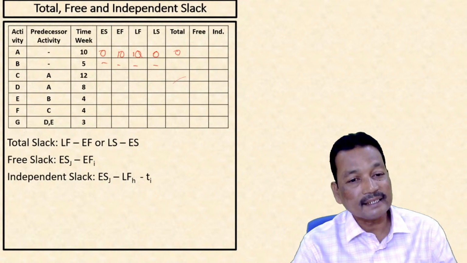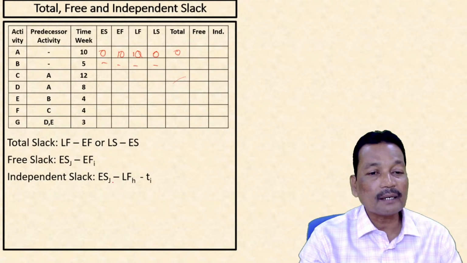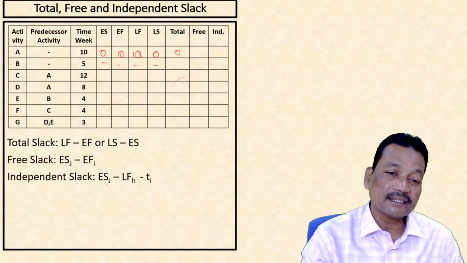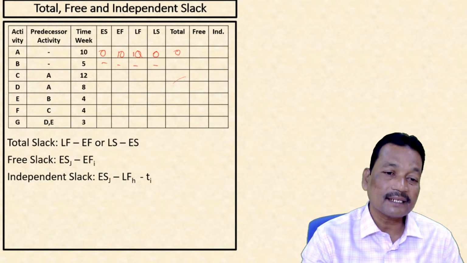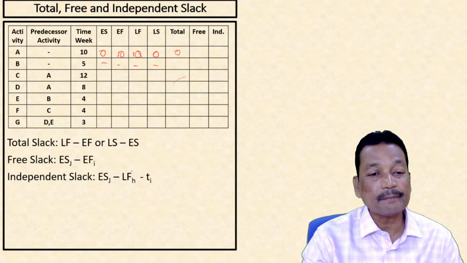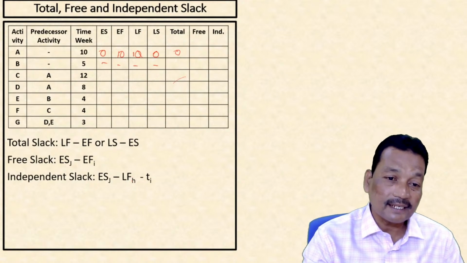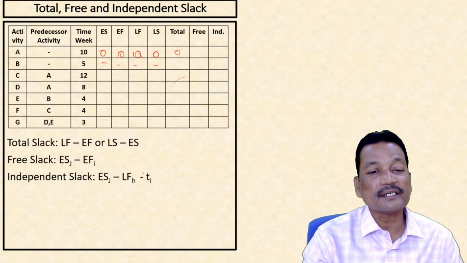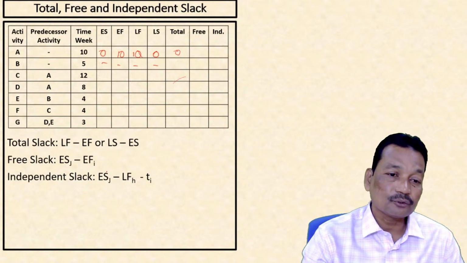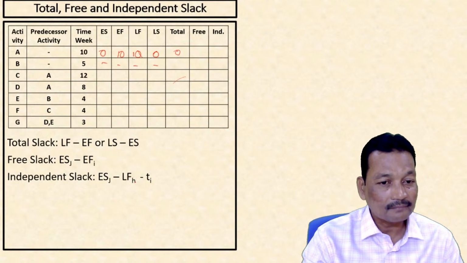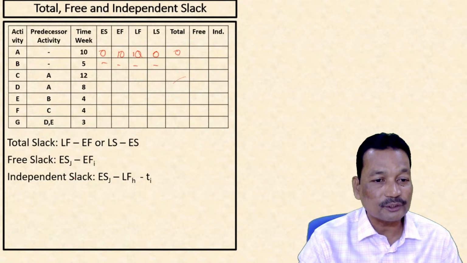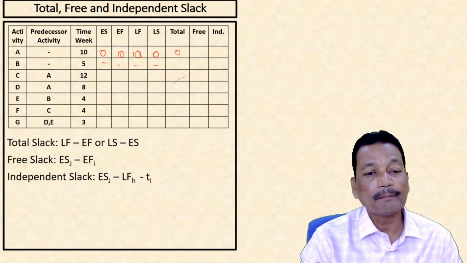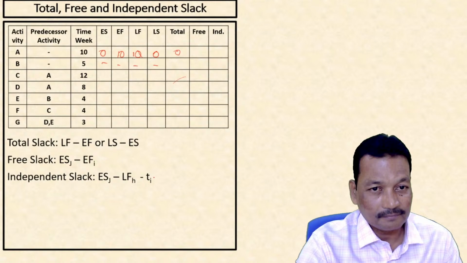Similarly, while taking independent slack, you have to consider the earliest starting time of the succeeding activity, the latest finishing time of the preceding activity, and finally minus the duration of the activity. So here J stands for the succeeding activity, H stands for the preceding activity of the activity for which you are calculating independent slack, minus its duration.